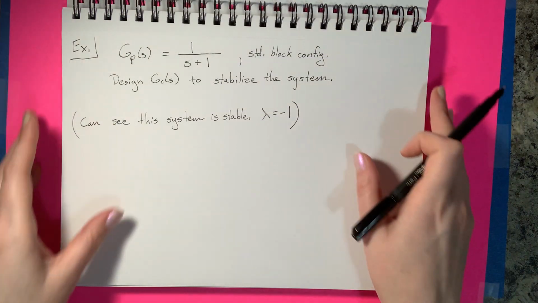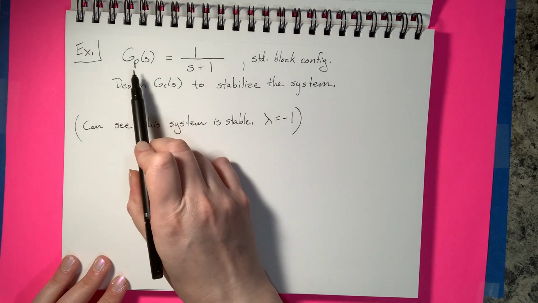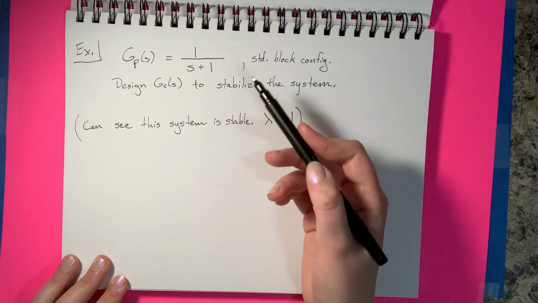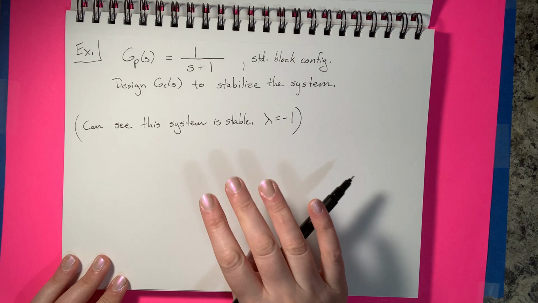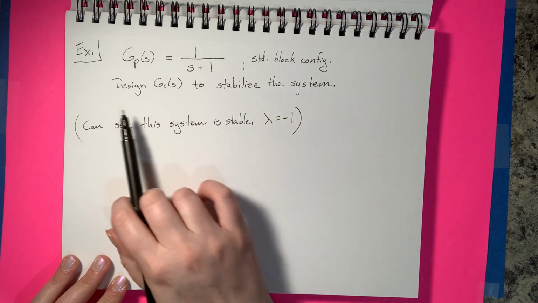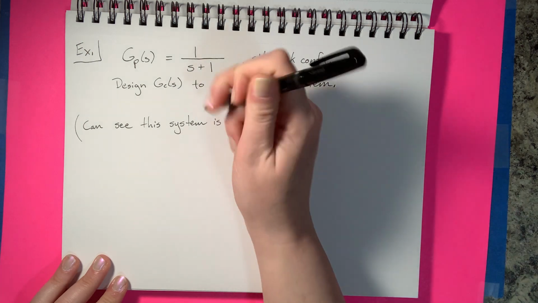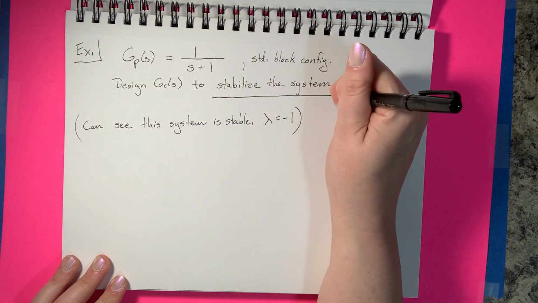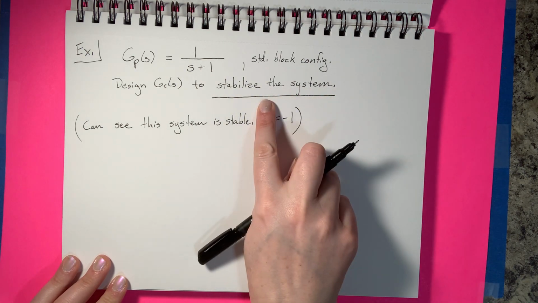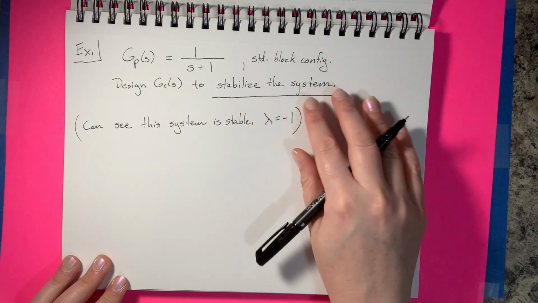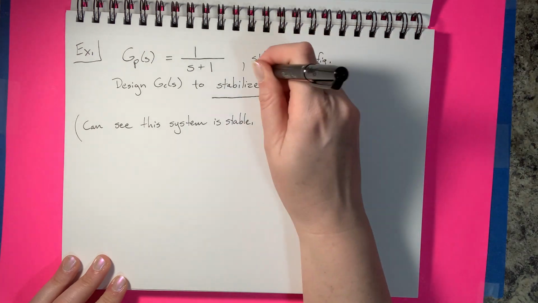All right, let's do an example. Okay, so GP of S. Let's say we have the system right here, all right? The two pieces of information you're going to need to do any problem like this, to design a GC of S, are, first of all, why am I designing GC of S? Here the control task is to stabilize the system. Control task would be set point, command signal, stabilization, and if there's any disturbance, that would also be part of it. The other piece of information you need to know is the block configuration.